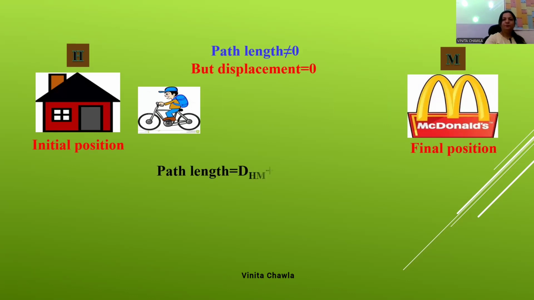The path length is, you will just double the distance and displacement is 0. Okay. So when initial position and final position coincide, then displacement is 0, because the object is not displaced at all from its initial position.